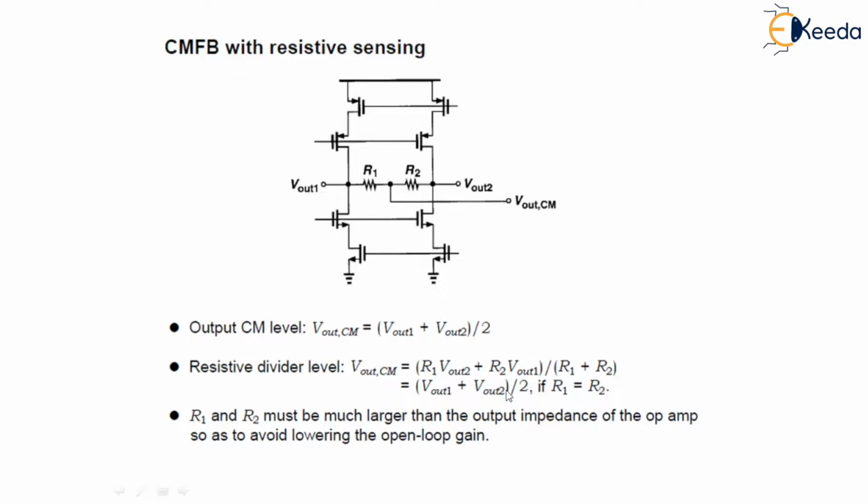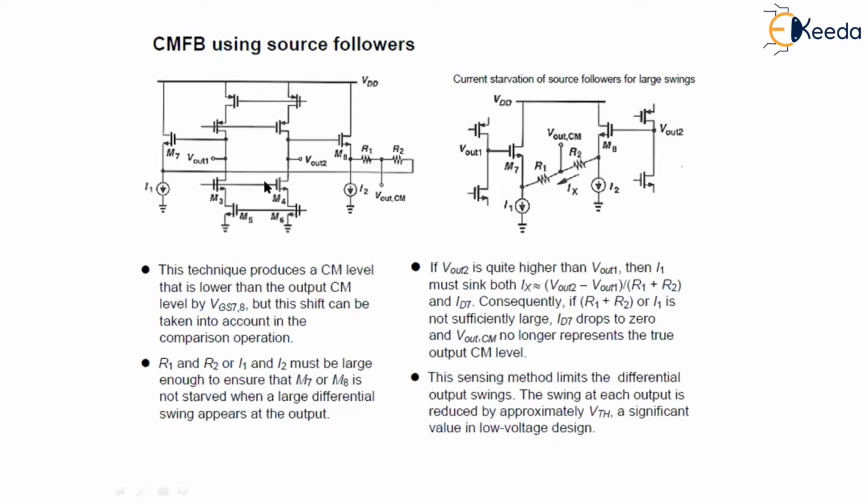The difficulty, however, is that R1 and R2 must be much greater than the output impedance of the op-amp so as to avoid lowering the open loop gain. To eliminate the resistive loading, we can interpose a source follower between each output and its corresponding resistor. As shown in this figure, this technique produces a common mode level that is in fact lower than the output common mode level by VGS7,8. But this shift can be taken into account in the comparison operation.